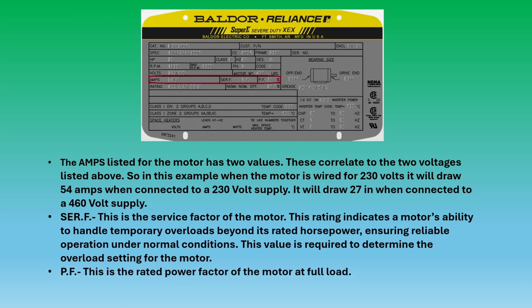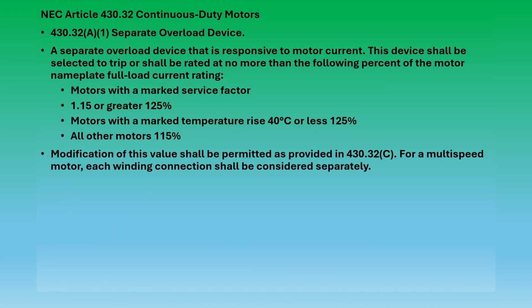Power factor, this is rated power factor at full load. So continuous duty motors, separate overload device. This is from the NEC 430.32, section A1. A separate overload device that is responsive to motor current. This device shall be selected to trip or shall be rated at no more than the following percent of the motor nameplate full load current rating.